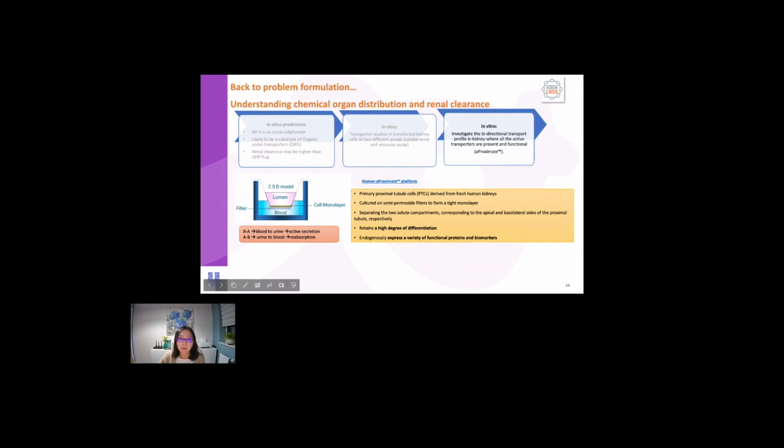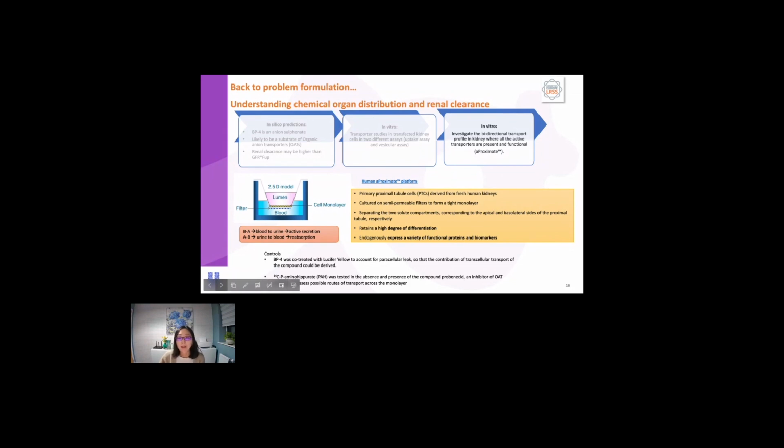You can see that the advantage of this system is they retain a high degree of differentiation, and they express a variety of functional transporters like proteins and transporters and biomarkers. We have performed this assay, including several controls like Lucifer yellow to account for paracellular leak, and also this p-aminohippurate to account for OAT transporter to see whether the assay works.